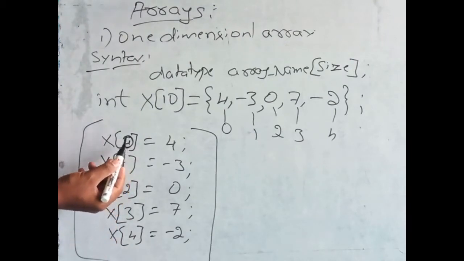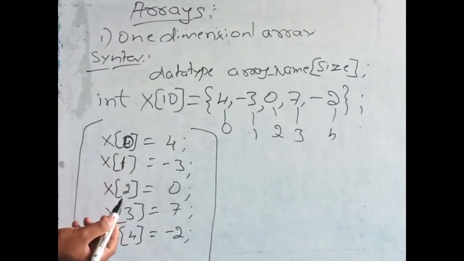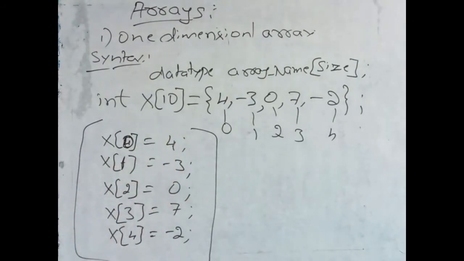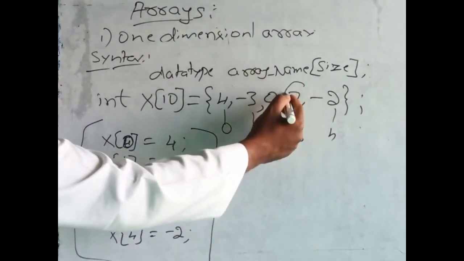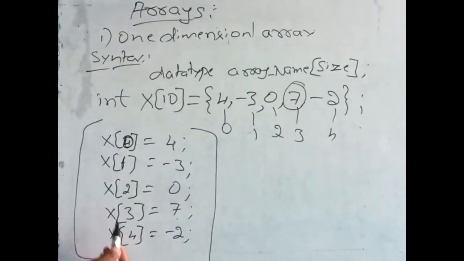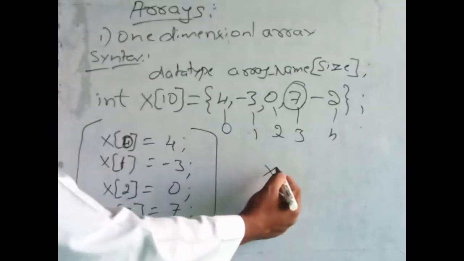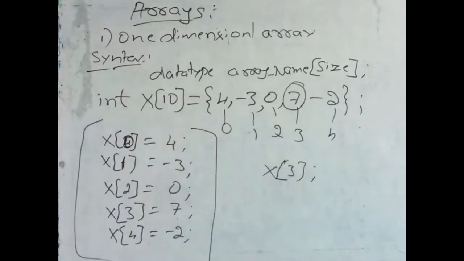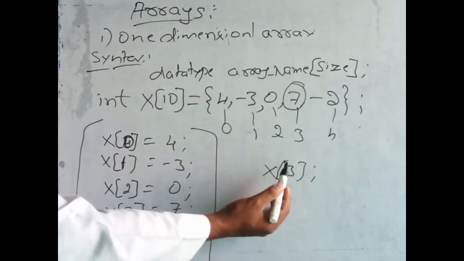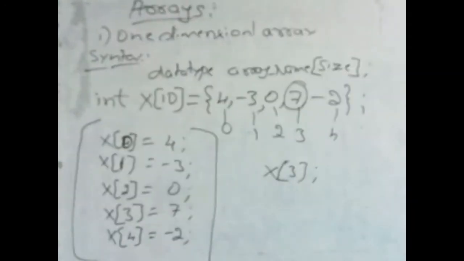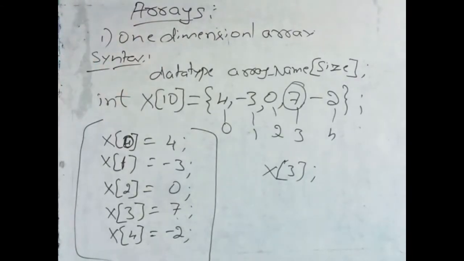The index always starts with 0: 0, 1, 2, 3, 4, like that. Total 5 elements are there. For example, in a program, whenever we want to display the element 7, we should know 7 is at position 3. Then to display it, we can use x of 3. Directly, if you use x of 3, it will display the element at this index. At index 3, 7 is there, it will display that. Clear? This is about the one-dimensional array.